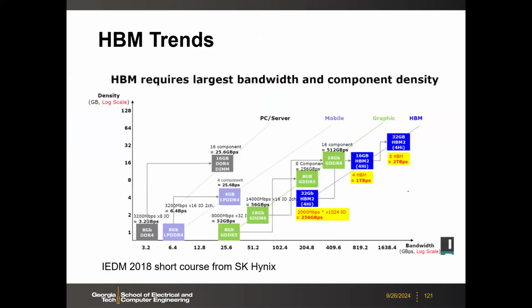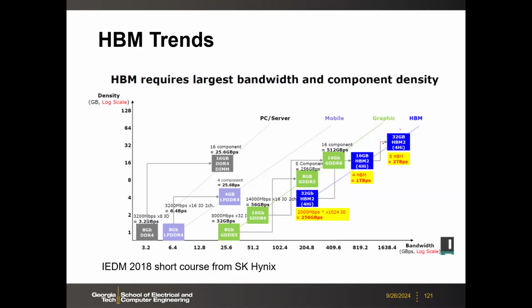Yeah, so this is a trend, right? Here, this is the density, or let's say the capacity of the DRAM system versus the bandwidth. And then here, of course, you can look at the DDR and the LPDDR and GDDR trend. But if you look at the HBM trend, the general trend is to get more and more stacked layers in the 3D stack.